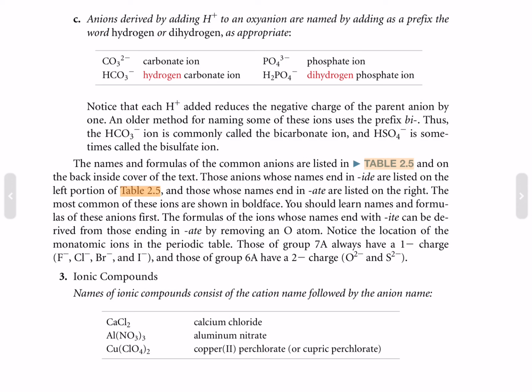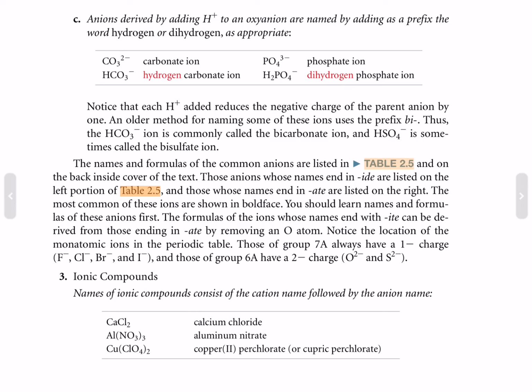An older method for naming some of these ions was using the prefix bi. Thus, HCO3 is commonly called the bicarbonate, and HSO4 is sometimes called the bisulfate ion. The names and formulas of the common anions are listed in Table 2.5 and on the back inside cover of the text. Those anions whose names end in "ide" are listed in the left portion of Table 2.5, and those whose names end in "ate" are listed on the right. The most common of these ions are in boldface.